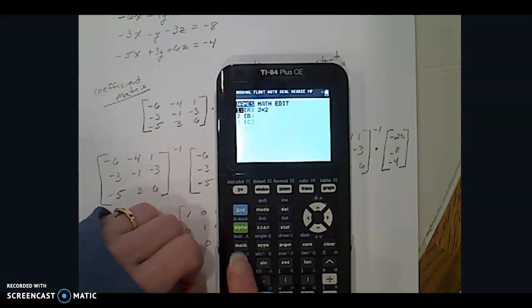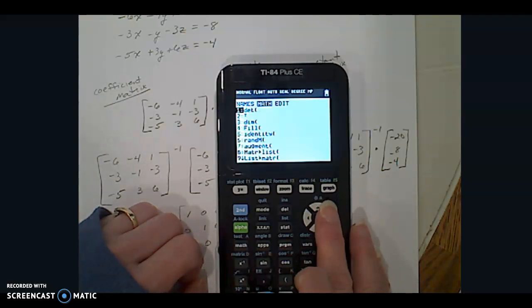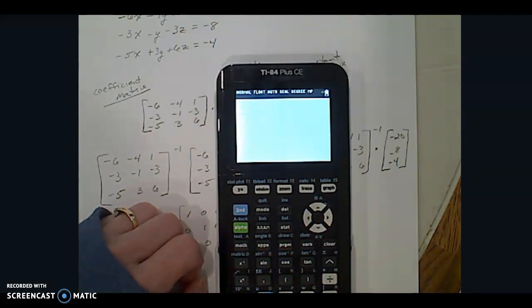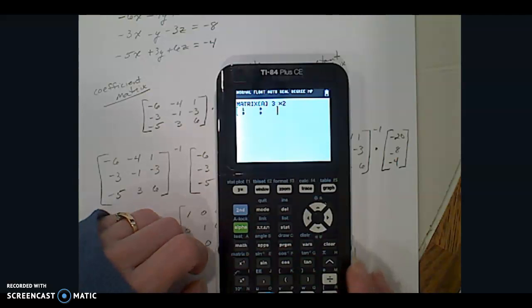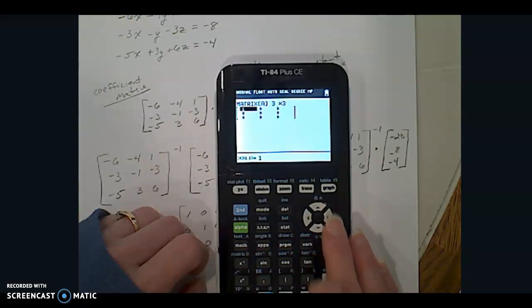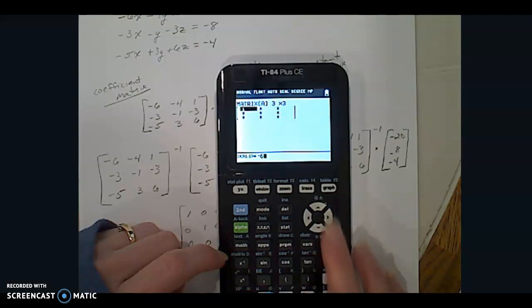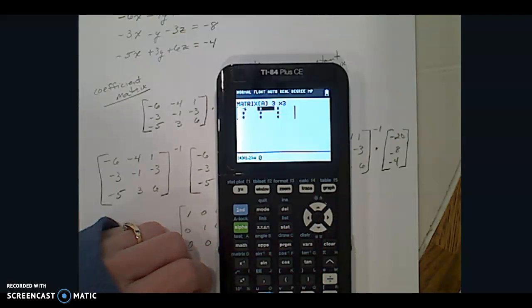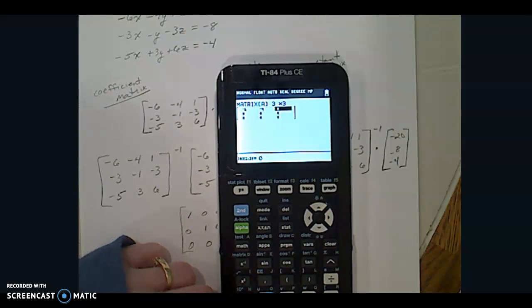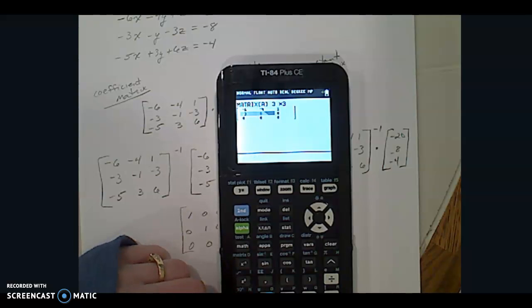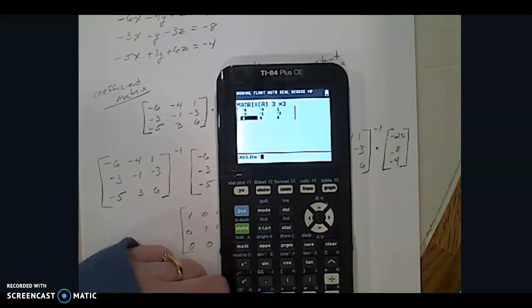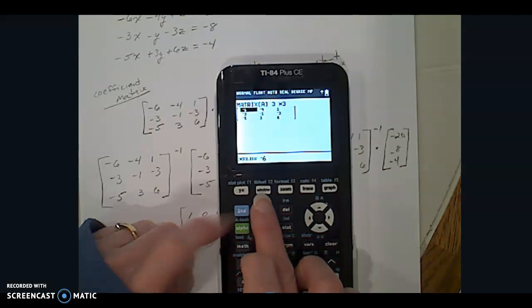For those of you that have the older calculators, what you're going to need to do is hit second matrix, and then you have to go over to edit. Hit enter. We're going to enter it in A. You're going to type in the dimensions. So we're going to do a 3 by 3. And then you're going to enter those in. So -6, enter, -4, 1, -3, -1, -3, -5, 3, and 6. Then you're going to hit second quit.